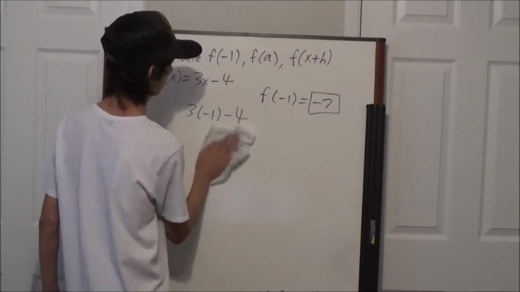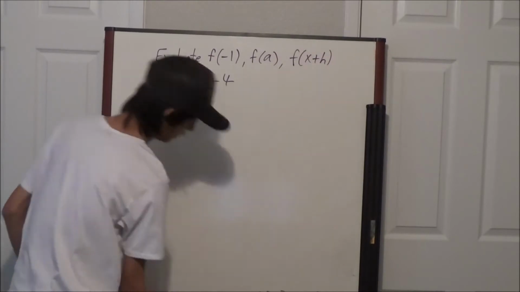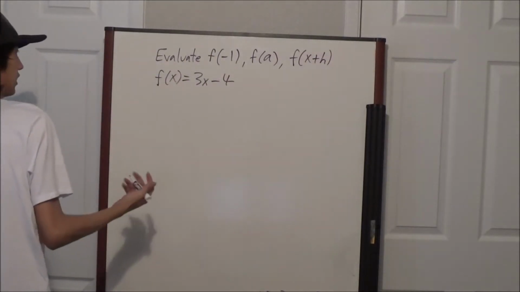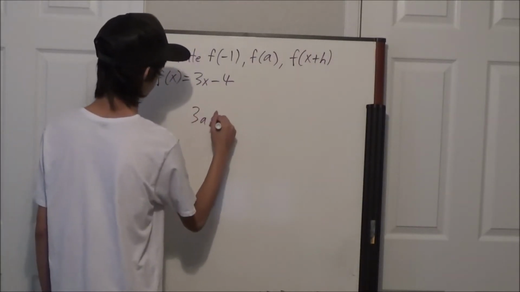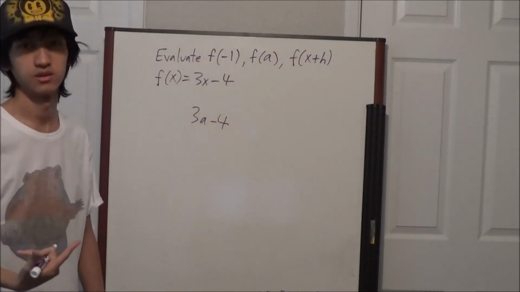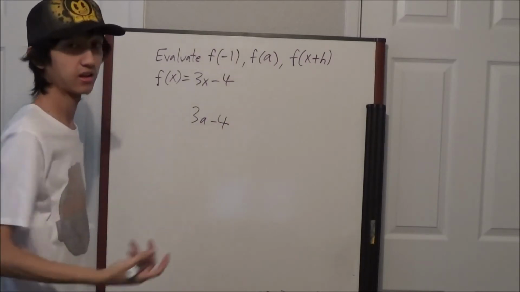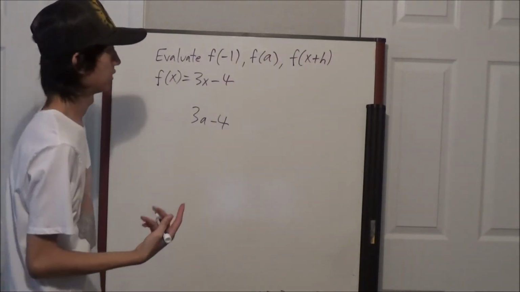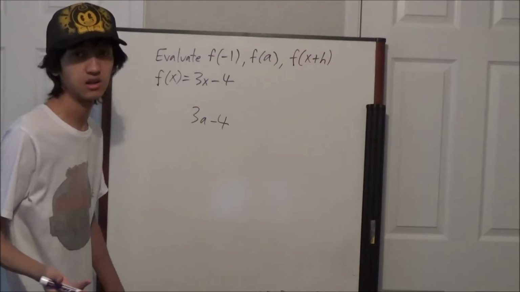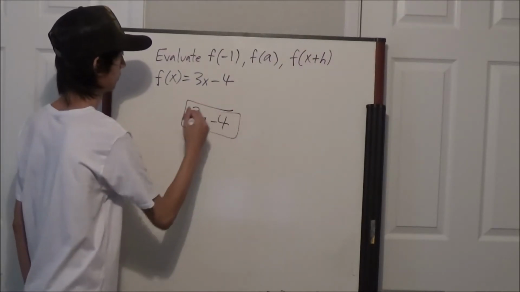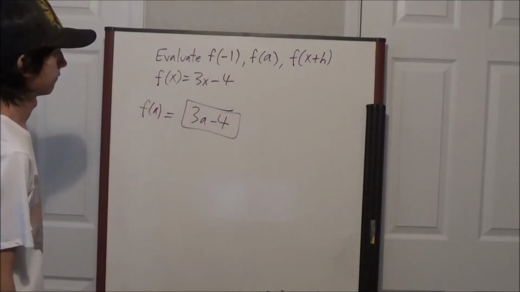Let's solve for f of a. Because a is a constant, but it's a letter constant, you just write 3a minus 4. Because, I mean, what else are you going to do? We don't know exactly what number that is. We just say, oh, a is a constant. So whatever that number is, a could be any constant, so we just leave it like this. So this is equal to f of a. Okay?